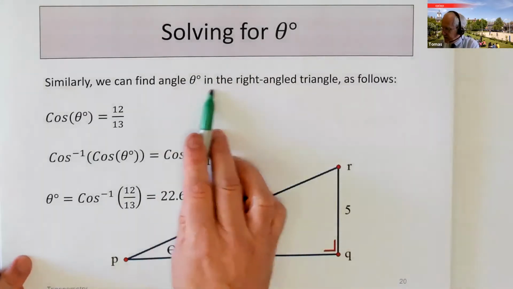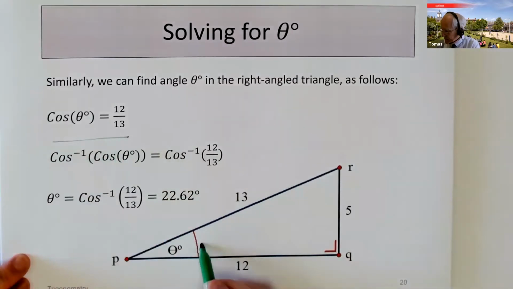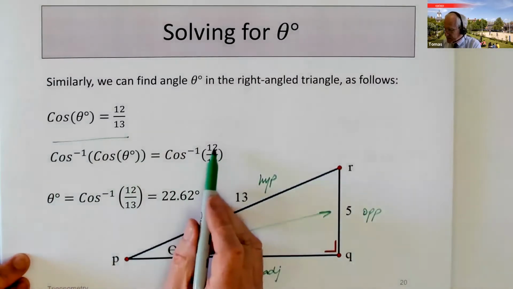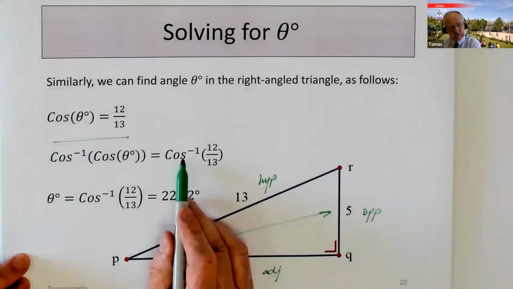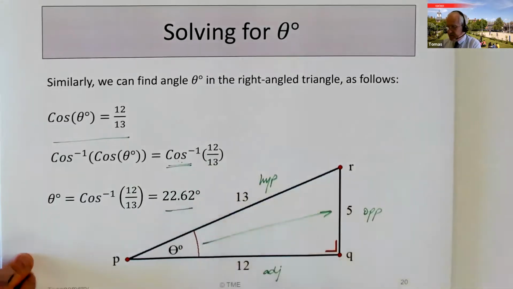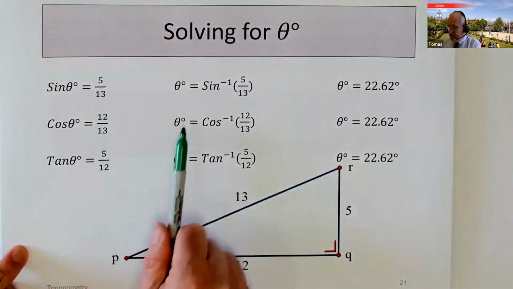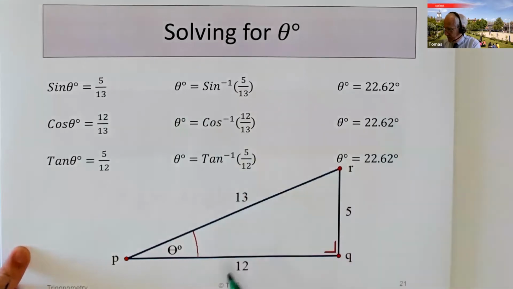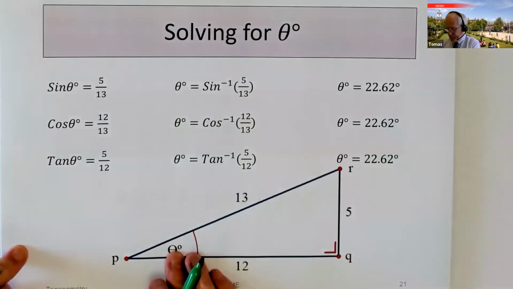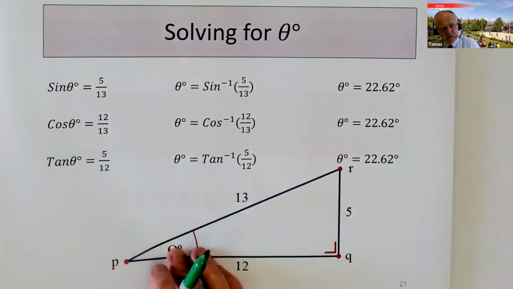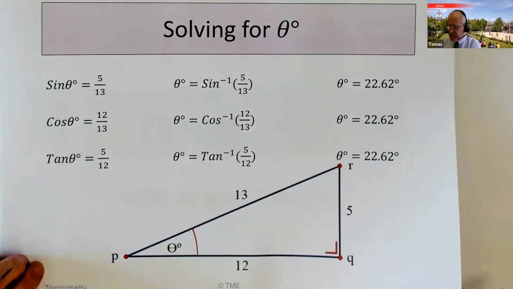Similarly, we can find the angle theta in the right angle triangle as follows. If it's cos, this is opposite, this is adjacent, this is hypotenuse. And again, we can get rid of the cos by having an inverse cos in front of it. And they'll cancel, and we'll get inverse cos of that, 12 over 13, hit inverse cos, second function cos on your calculator, and you get the same answer. So solving for theta, you can see here that we've got sine, cos, and tan. The thetas are the inverses, and the thetas are always 22.62 in this particular triangle. And that links the trigonometric functions of sine, cos, and tan to their inverse cos, inverse sine, inverse tan.